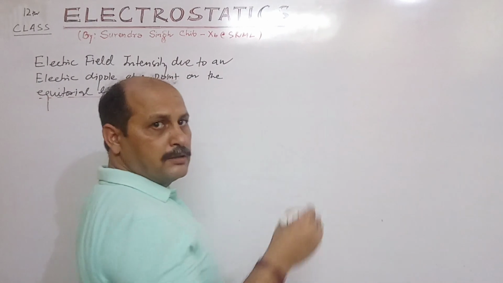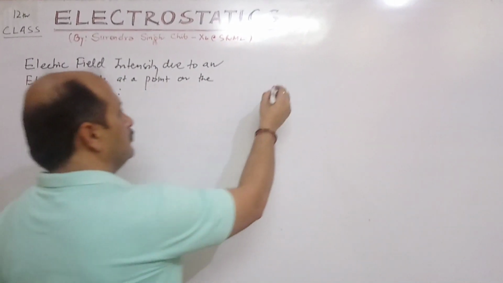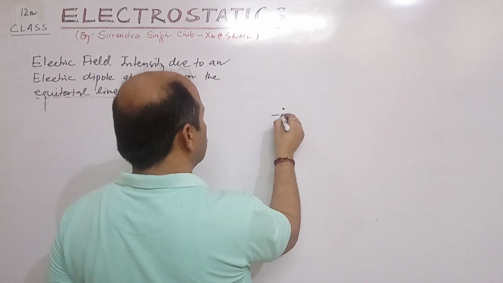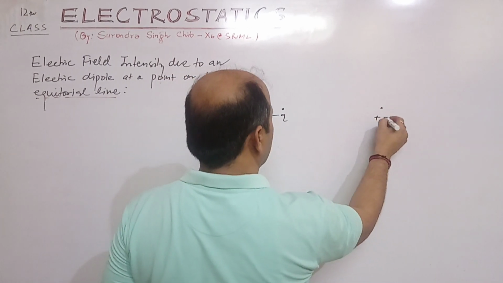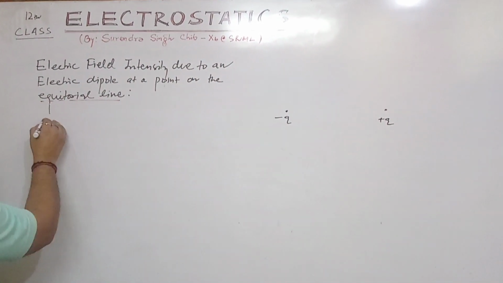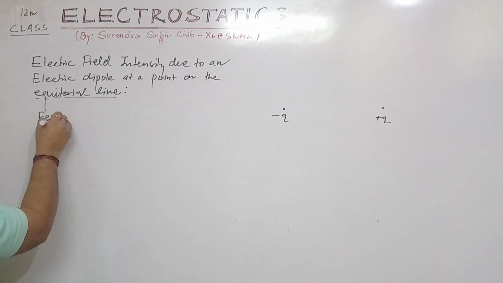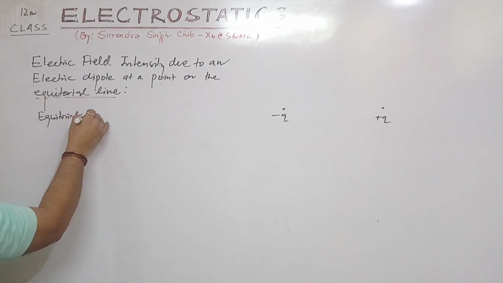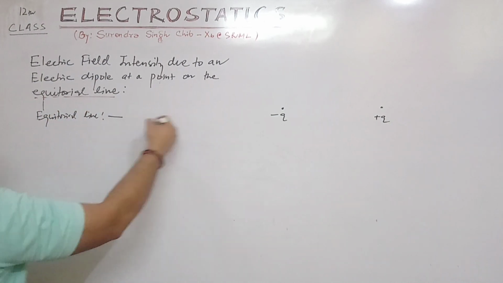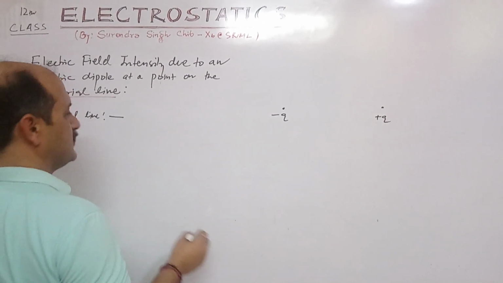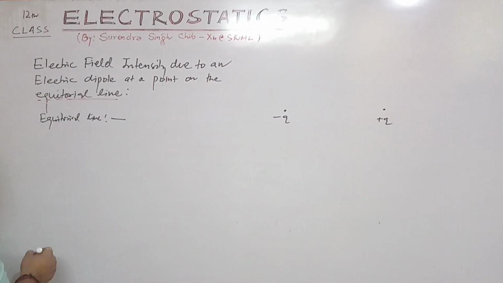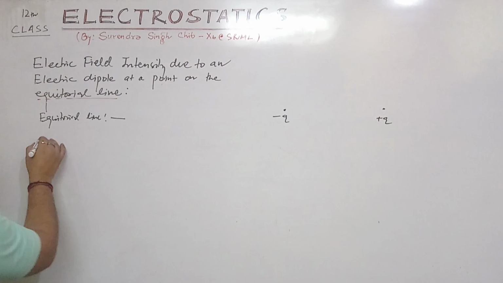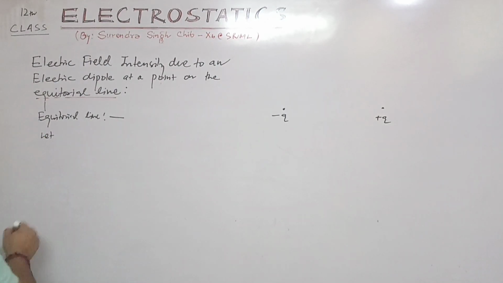Let us consider an electric dipole, minus Q and plus Q charge. So I have explained to you what is an equatorial line. You can write it here by yourself. It's a line which is perpendicular to the axial line, passing through its center. And there are infinite number of equatorial lines. Let's take one of them.